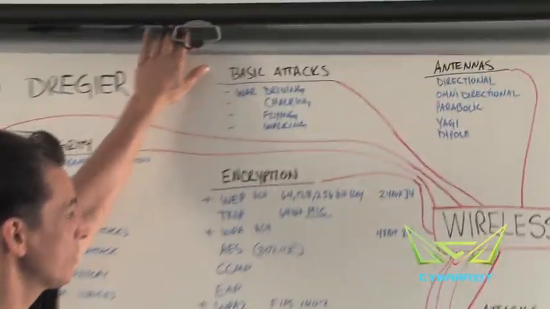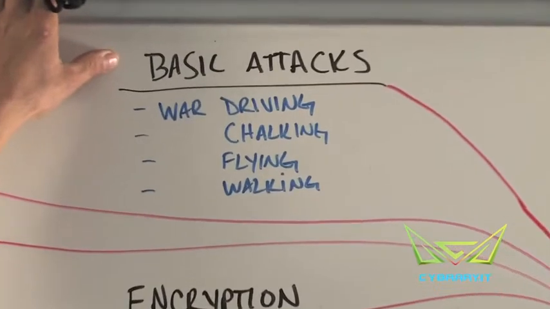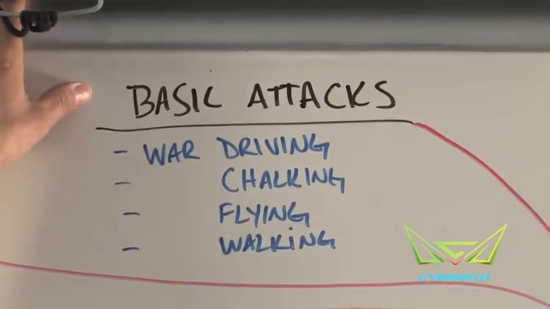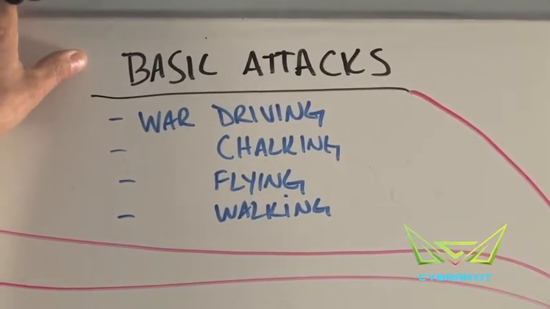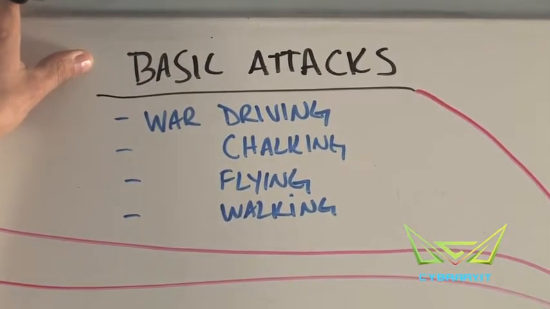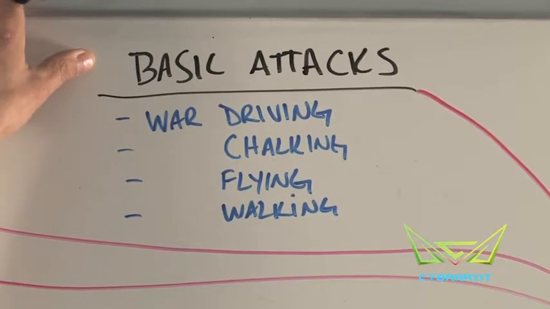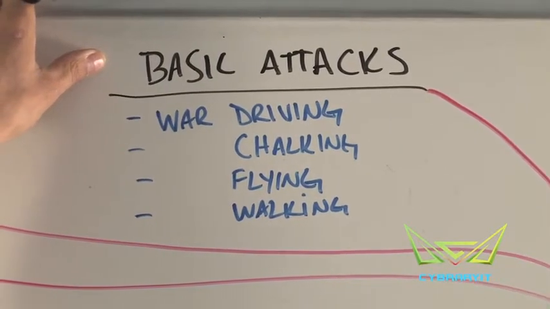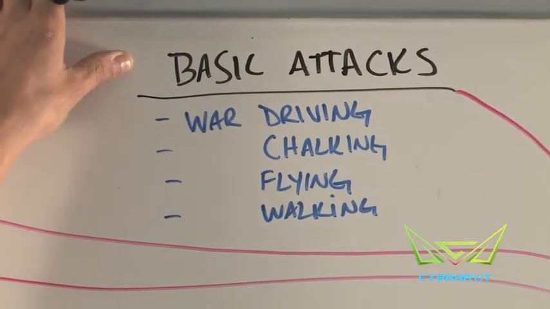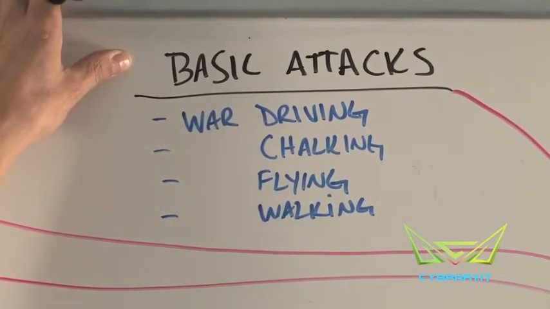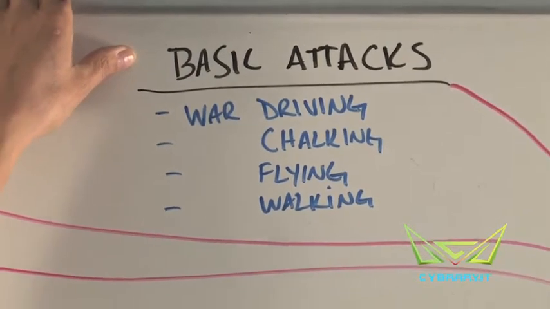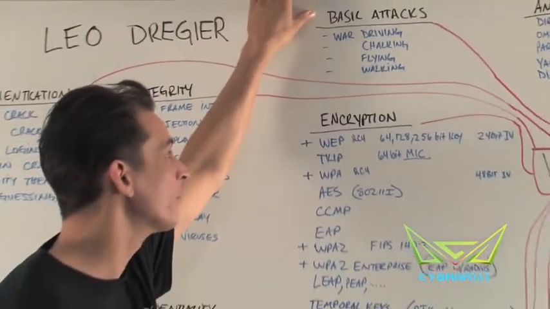Otherwise, we can go up here to the basic style of attacks, and this is just some of the basic theory behind how we go around and approach penetration testing. For example, war driving, driving your car looking for access points. War flying, flying like a little drone or something looking for access points. War walking, just walking around doing it. And I guess there could even be war bicycling if you wanted to.